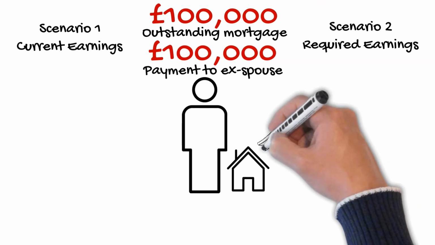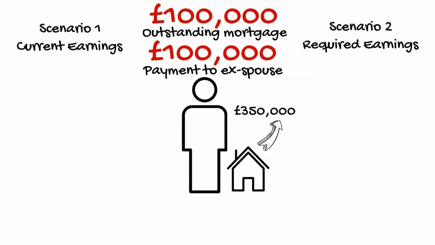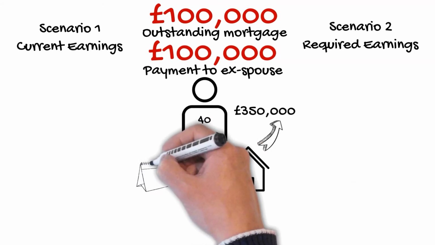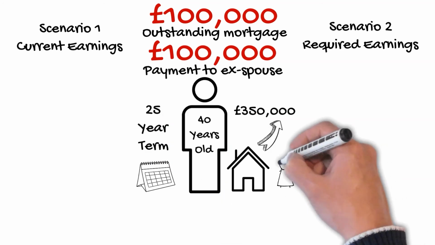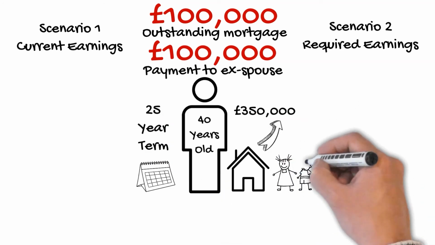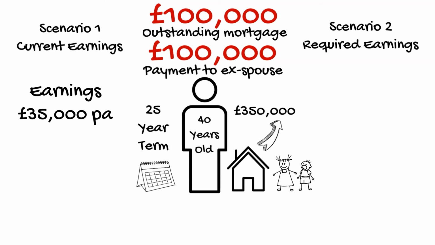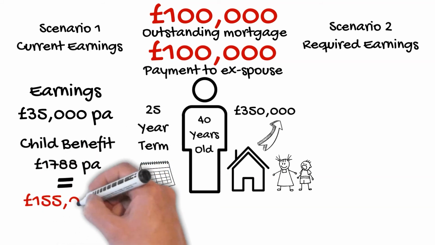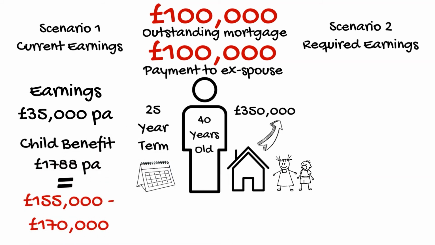So firstly, the property in question had been valued at around £350,000. The individual was 40 years old, looking to take out a mortgage over 25 years. They had two financially dependent children and were earning just under £35,000 per year, with child benefit of £1,788. They had no debt and a healthy credit record.